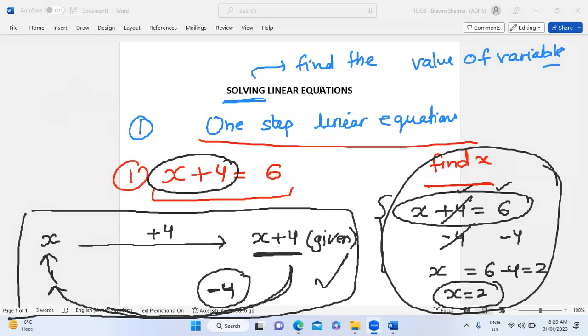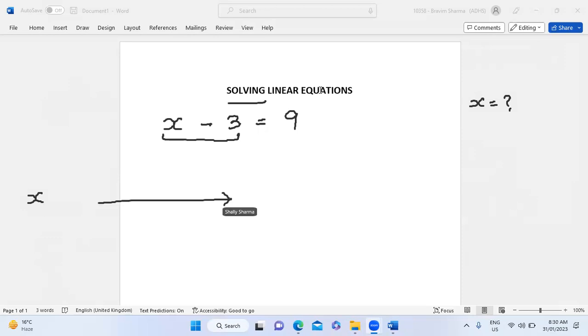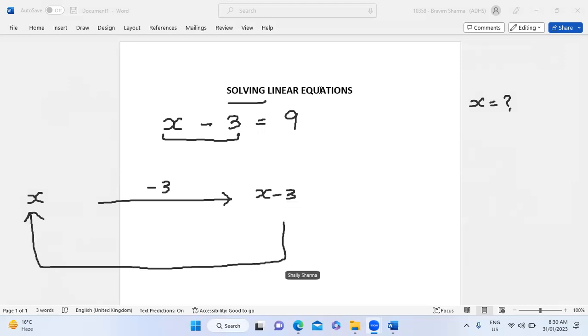Let's take one more example. Another example is, let's say we have x minus 3 is equal to 9. So again here I have to solve this equation, meaning I have to find what is x. So I have to just see, I was having, let's say, x in the beginning and I have got x minus 3. So how can I get x minus 3 from x? By subtracting 3. So I got x minus 3. Now if I have to go back to x, I have to do plus 3.